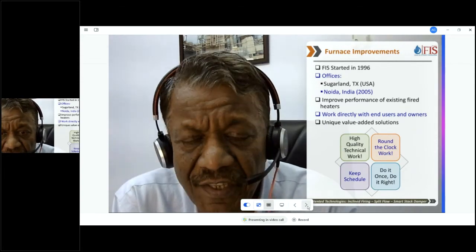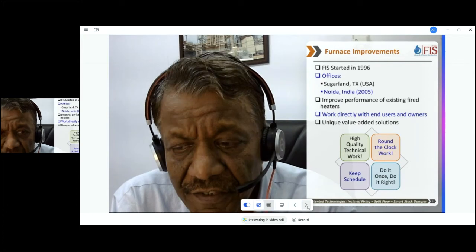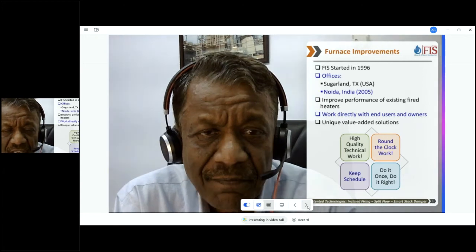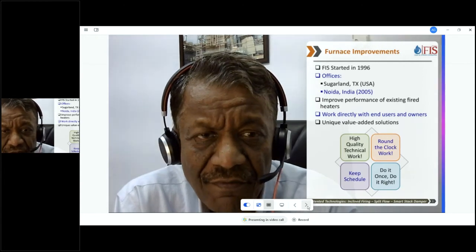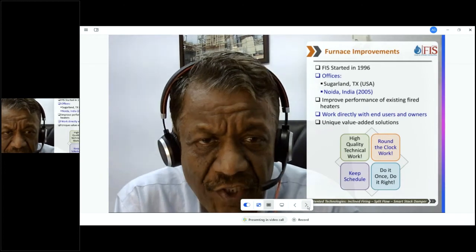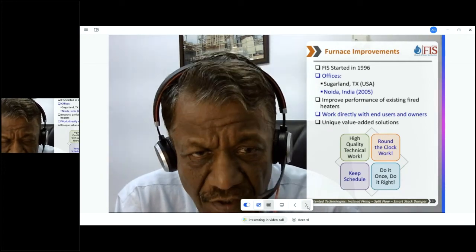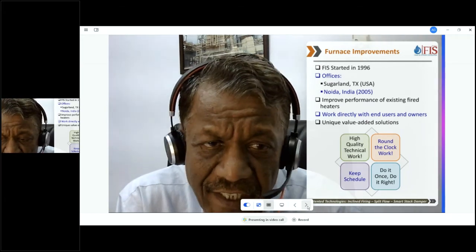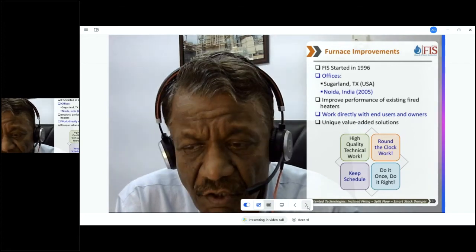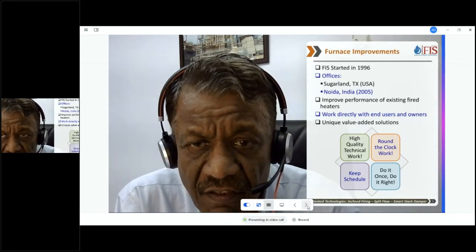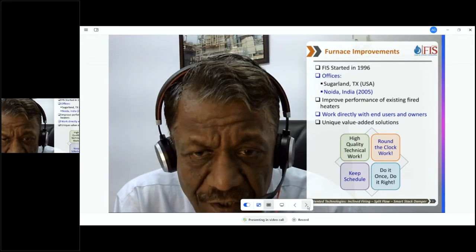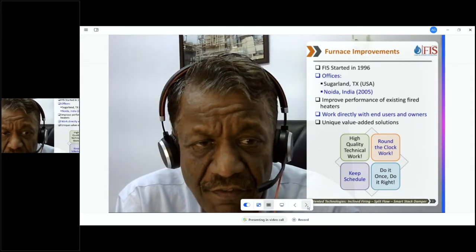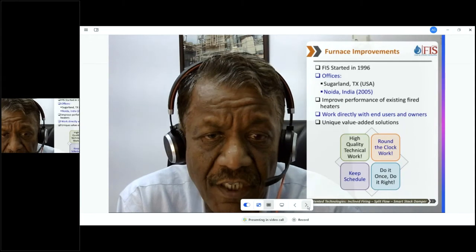And one thing which is very unique with us is we have a contrarian approach. We always challenge the conventional wisdom. And a lot of times we have been very successful, and that's why we have 3 patents today for improving the performance of fired heaters. We also take pride in doing high quality technical work. Because of 2 offices, we are always working around the clock. We can keep schedules. We are supplying heaters currently to a client in about 6 months' time. And we have a policy of do it once, do it right. That's what we do it all the time.